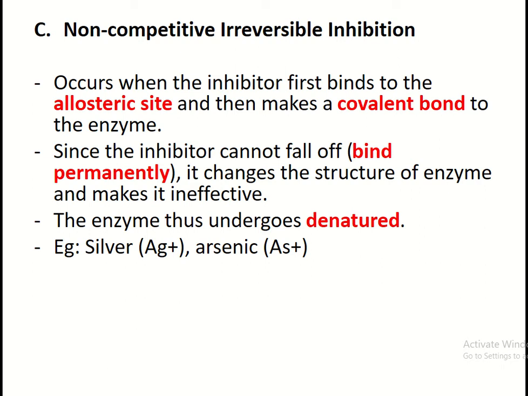Therefore, the process is irreversible because the inhibitor cannot detach from the enzyme. Since the inhibitor cannot fall off from the enzyme because it binds permanently, it will change the structure of the enzyme and make it ineffective for the catalysis reaction. Over time, the enzyme will undergo the denaturation process. Examples of non-competitive irreversible inhibition are silver and arsenic.